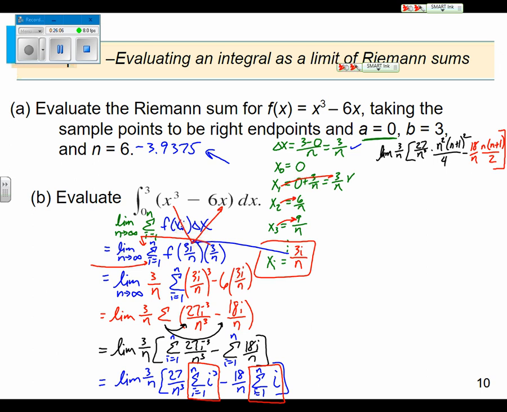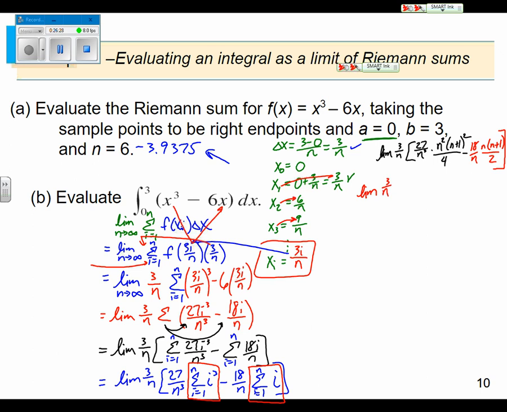Hey, good news on that step. We don't have any more of those sums floating around. We just have this horrible, nasty limit. And so from here, there are several ways that we can clean this up. You can distribute the 3 over n through. I'm not going to do that just yet. I'm going to try to do this in as many steps as I can so you can follow it.